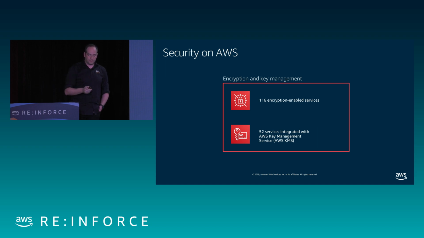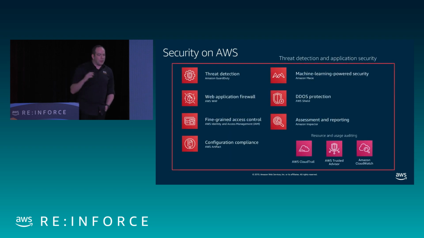Now, from a threat detection and application security standpoint, I'm not going to go through every single service that you see on the list here, but I'll just pick a couple. We've got a lot of services that give you capabilities when you are trying to detect threats or secure your applications. From our AI and ML services, there's GuardDuty, which looks at how you use your accounts, architecture, networks, and instances, and looks for patterns that really stray from your usage patterns.